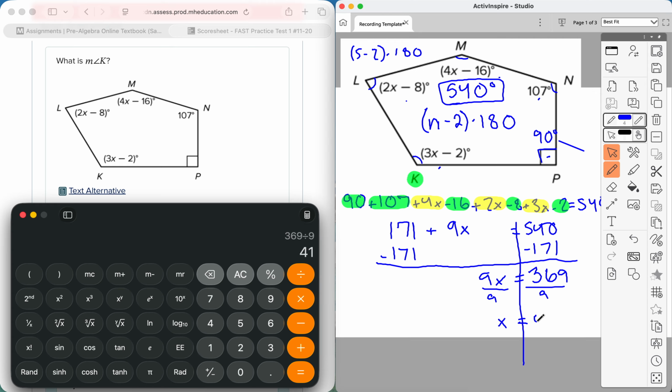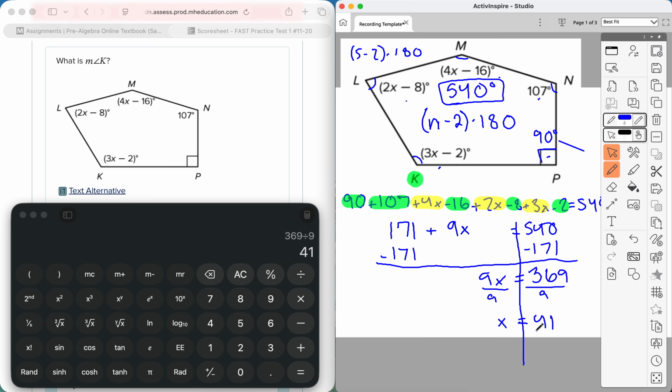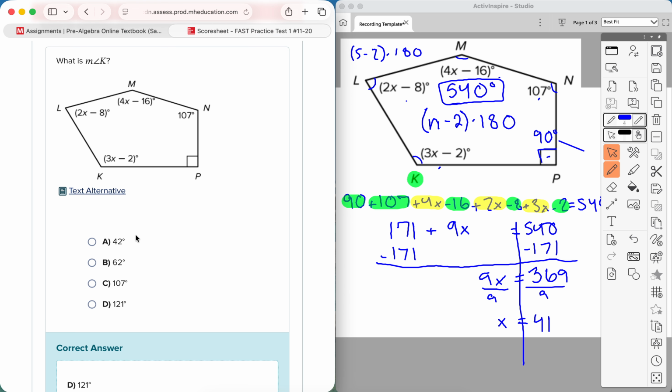41. I'm predicting that 41 is one of the options, but it's not the answer. Okay, 41. Actually, that's... uh-oh. Okay, well, still, that might be close enough that some people are thinking, okay, the answer is 41 because I got X is 41, and maybe I just made a small mistake somewhere with all these big numbers.